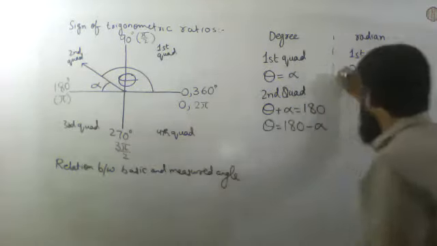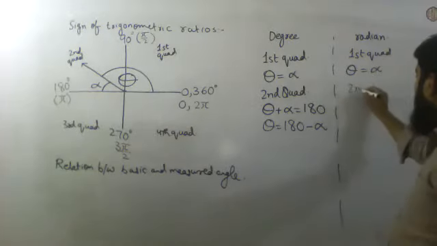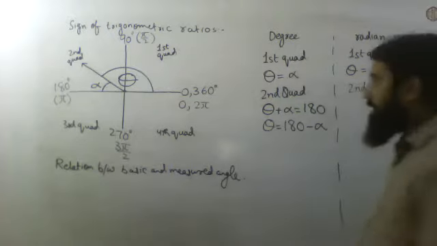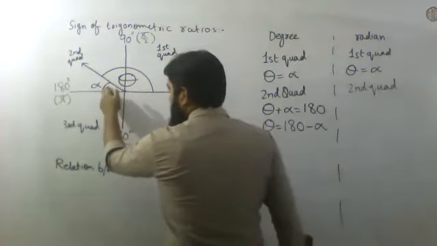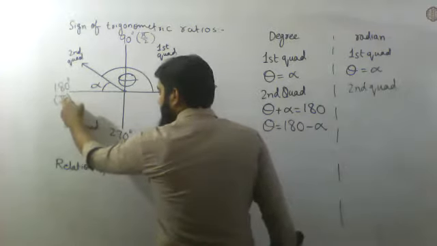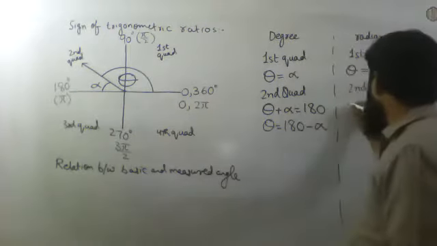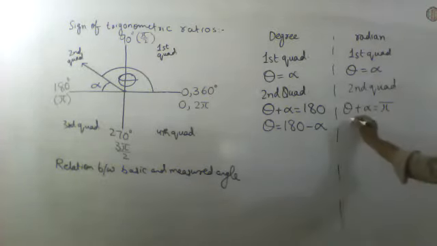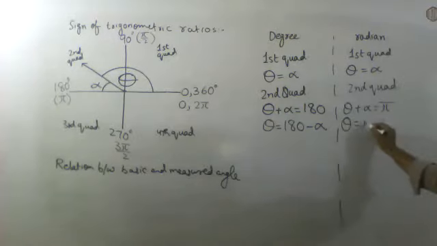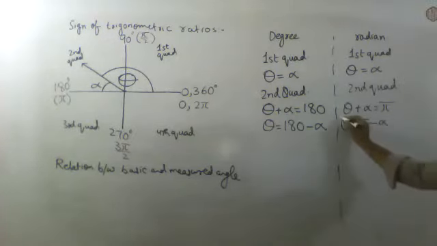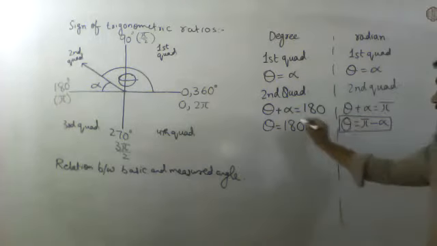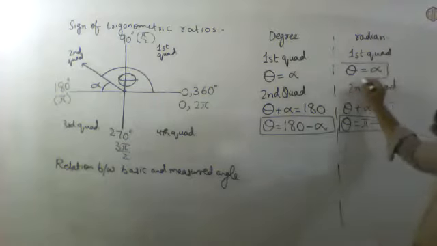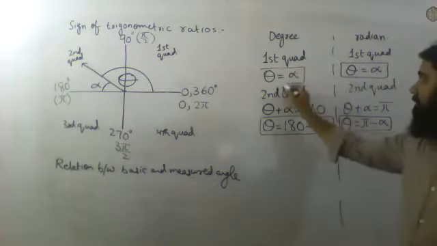Okay, when I will do the same thing in radian, then what will happen? If I will do the same thing in radian, so see, theta plus alpha equals to, in radian it will be equals to pi. So what I can say over here, theta equals to pi minus alpha. This can be a relation over here.